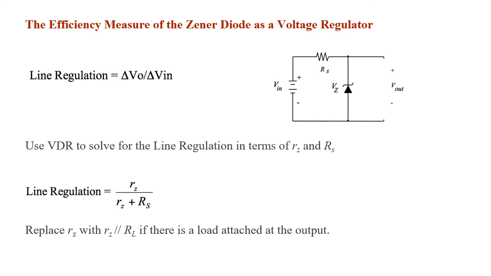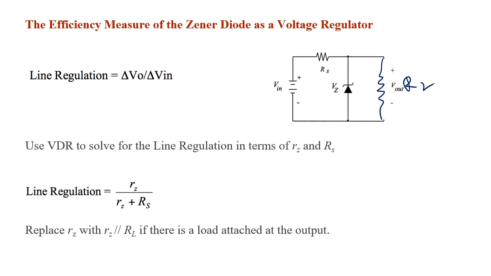Notice that if the load you're connecting at the output here, for example RL, is small enough, you'll need to replace RZ with RZ in parallel with RL. However, if RL, the load resistance, is large enough, then you can ignore it, because if you calculate RZ in parallel with RL, it will be closer to the value of RZ.